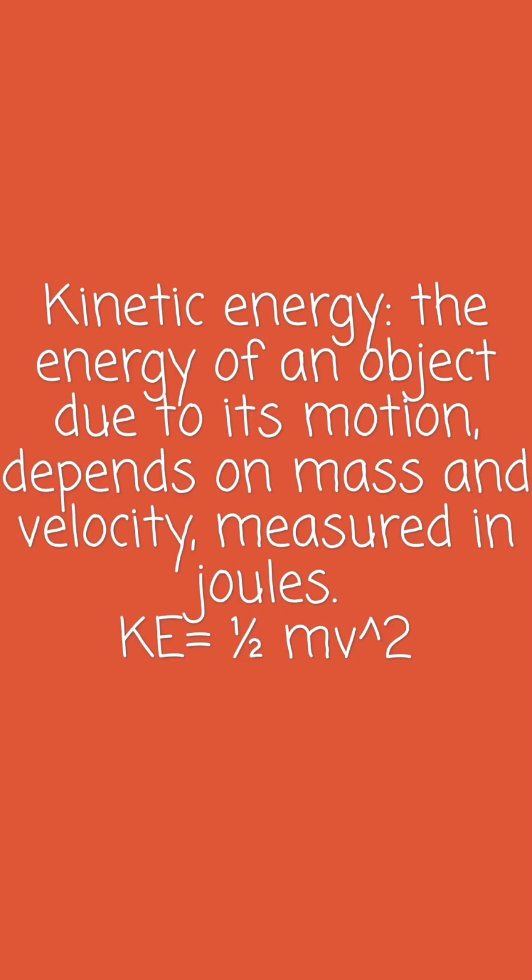Kinetic energy is the energy of an object due to its motion and depends on mass and velocity. It's also measured in joules. The formula for kinetic energy is 1/2 times the mass of the object and the velocity squared.